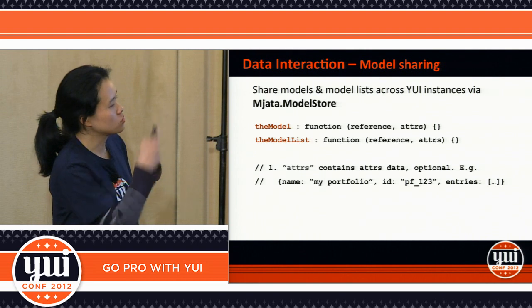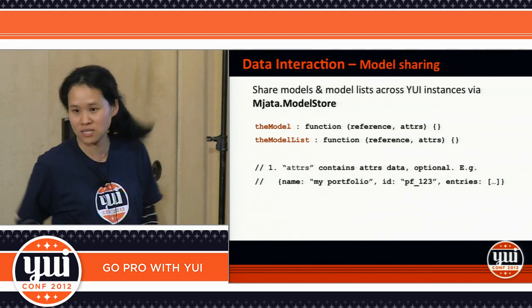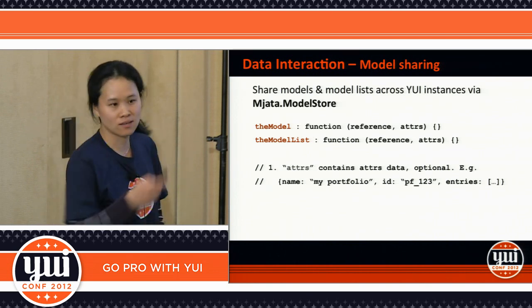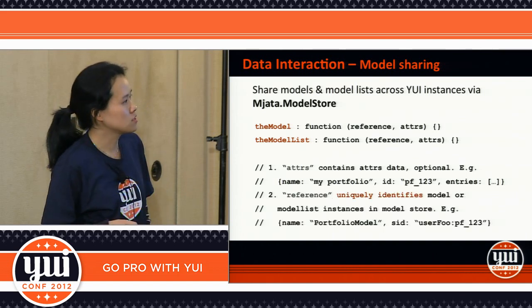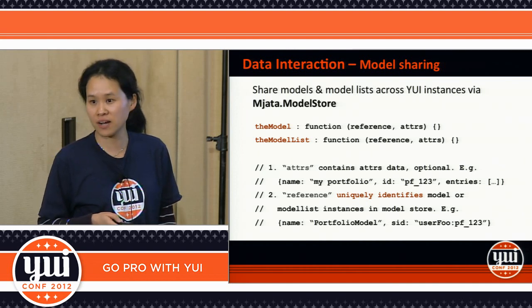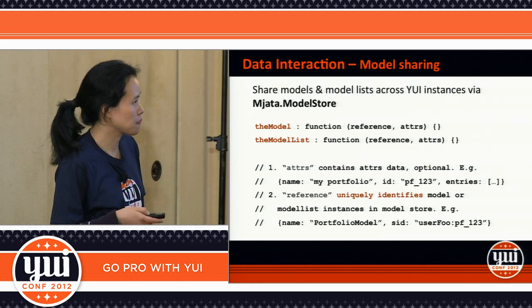There are 2 parameters in here. One is the attributes. This is not a surprise for folks who are using YUI model. It's just like a JSON object of your attributes data. And the reference is something we use in the model store to uniquely identify these model list instances.